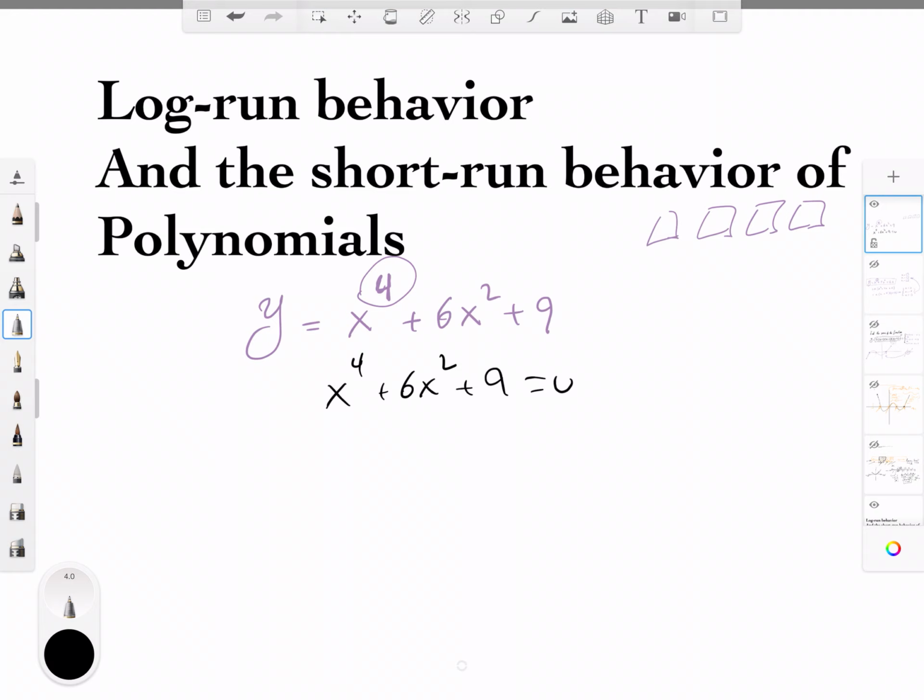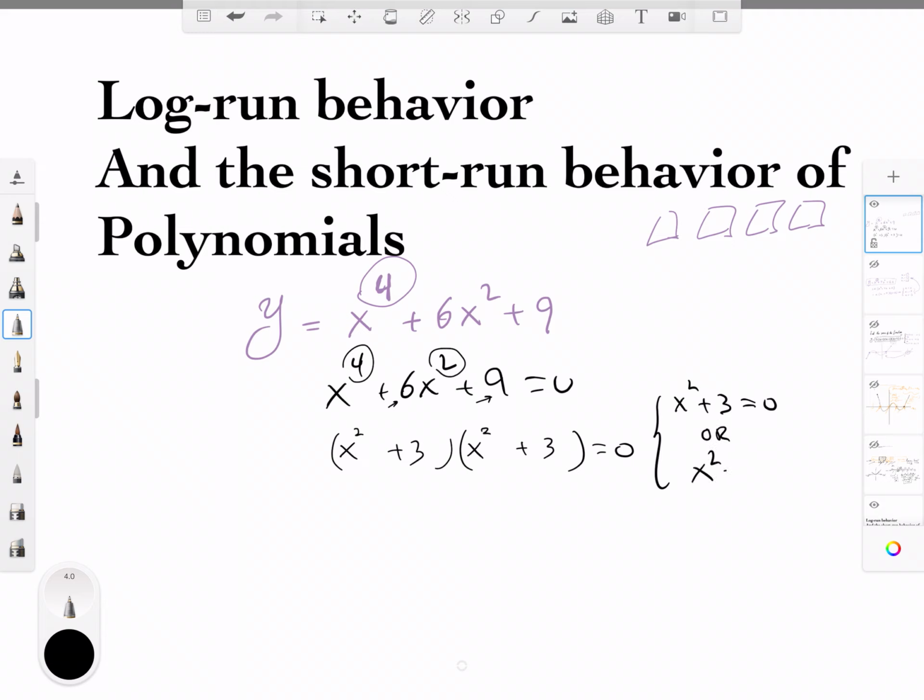Looks like this is 4, that's 2. We can apply the quadratic formula or the same factoring for a quadratic equation. Instead of x, I'm going to put x squared. Two numbers you multiply to get 9 and add to get 6 should be plus 3, plus 3. So then we have x squared plus 3 equal to 0, or x squared plus 3 equal to 0.